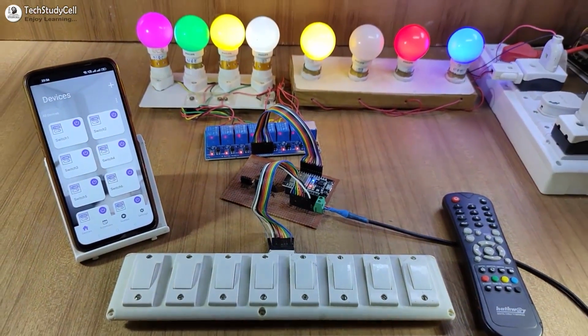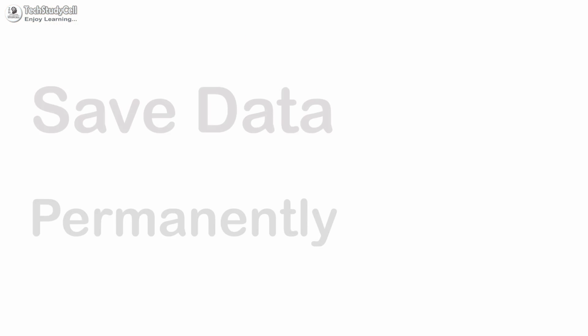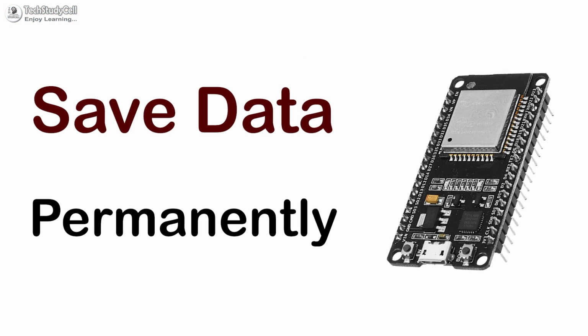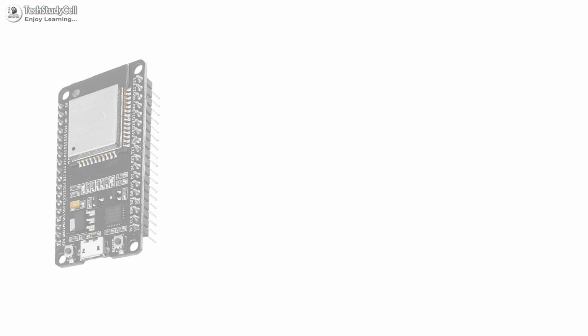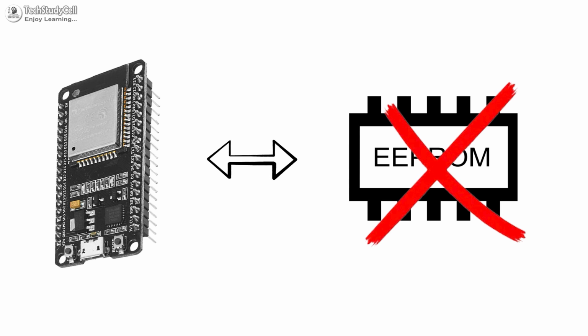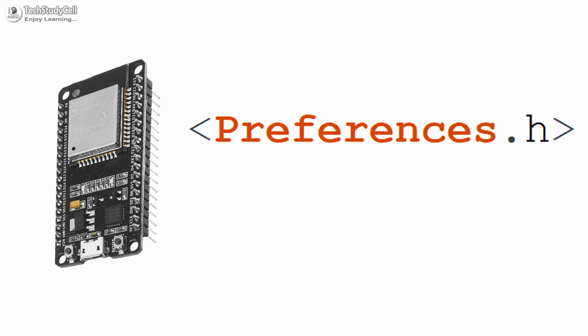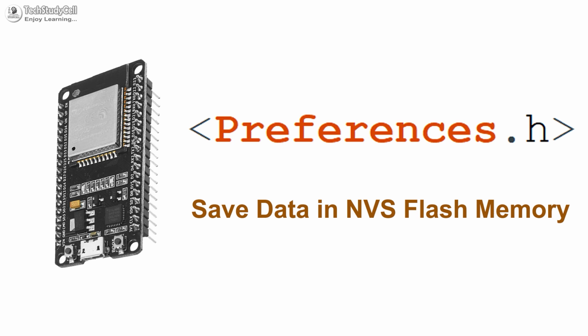In this video we will discuss how to store data permanently in the ESP32 flash memory. I have received a lot of requests to make an ESP32 project with the EEPROM library, but now it is not possible to use the EEPROM library with ESP32. Instead of that, we can use the preference library to store the data permanently in the ESP32 flash memory.